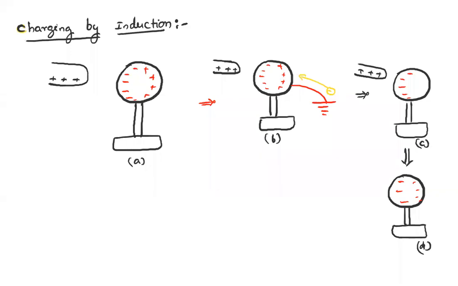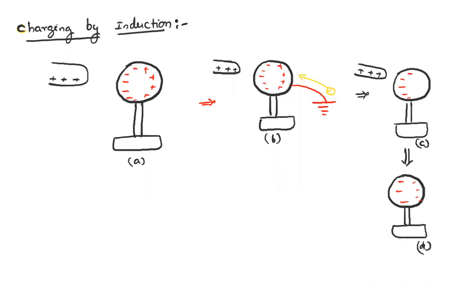Charging by induction. How is the third process, charging by induction, carried out? As of now, we have discussed two processes: one is charging by friction, the second is charging by conduction. Those two methods we already discussed. This is a very, very effective method of giving charge to a body. That is called a method of electrification, and it is called charging by induction.